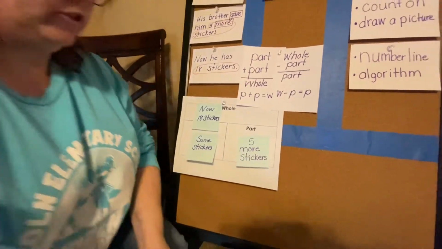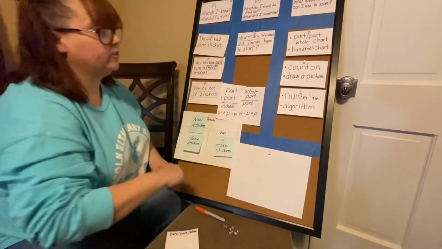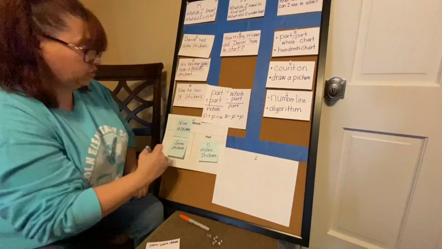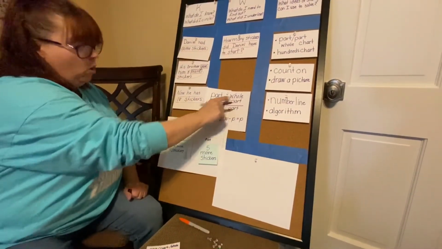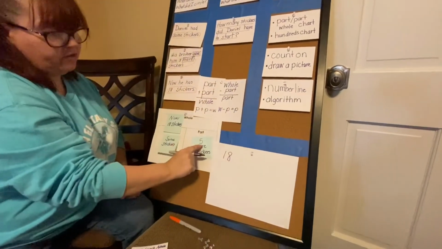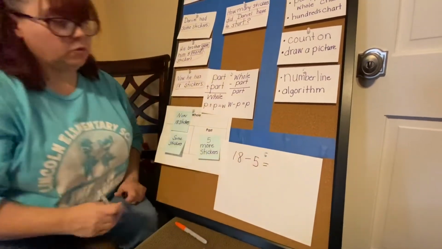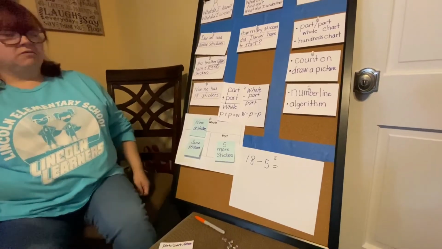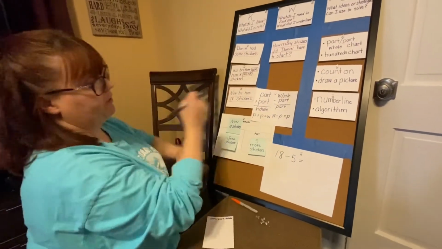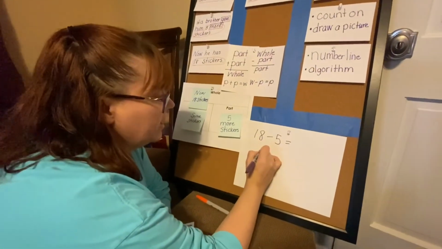So that's exactly what I'm going to do. And I think I'm going to do that in a couple of different ways. The first thing I'm going to do is I'm going to write down the algorithm or the equation that I need to use to solve the problem. So I start with my whole, which is 18, and I subtract 5, which is one of my parts. Okay? I'm going to do this an easy way. I'm going to draw a picture. Now, I'm not an artist, so please excuse my drawing. I think I will just use a circle for the stickers. So I'm going to draw 18 circles.